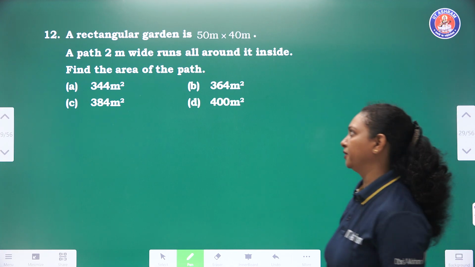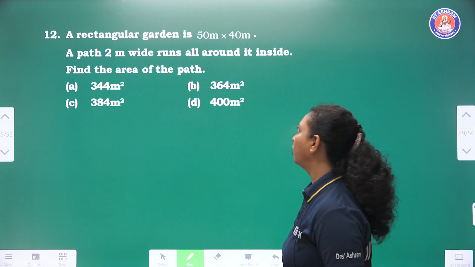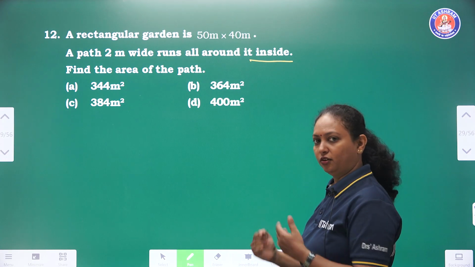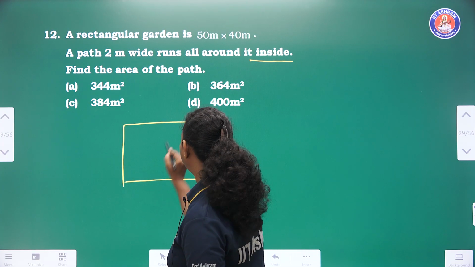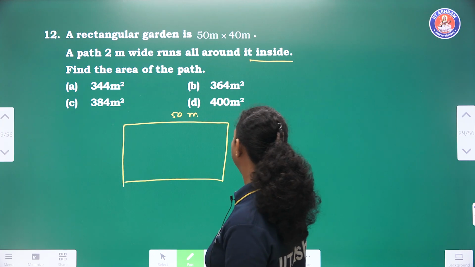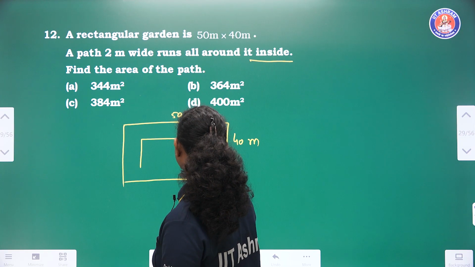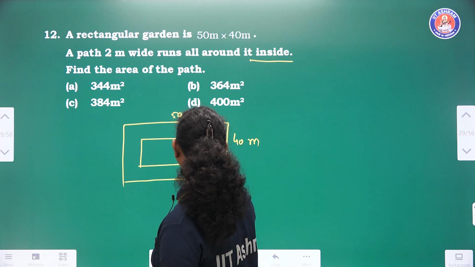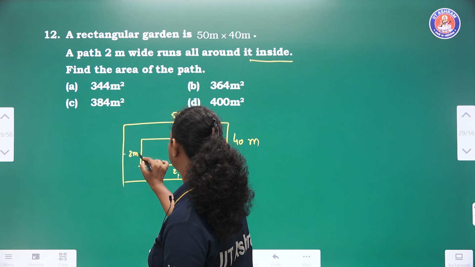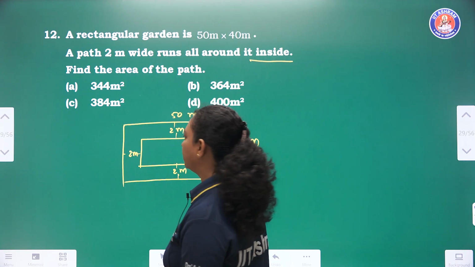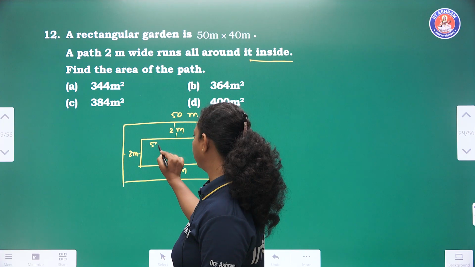Okay, now question number 12. A rectangular garden is 50 meter by 40 meter. A path is 2 meter wide, runs all around it inside, not outside, inside. So the length of rectangle is of 50 meter by 40 meter, and a 2 meter wide path is made inside of it. So from here 2 meter, from here it is also of 2 meter. Let's just cancel it out. So what is the length of this new rectangle formed inside of it?